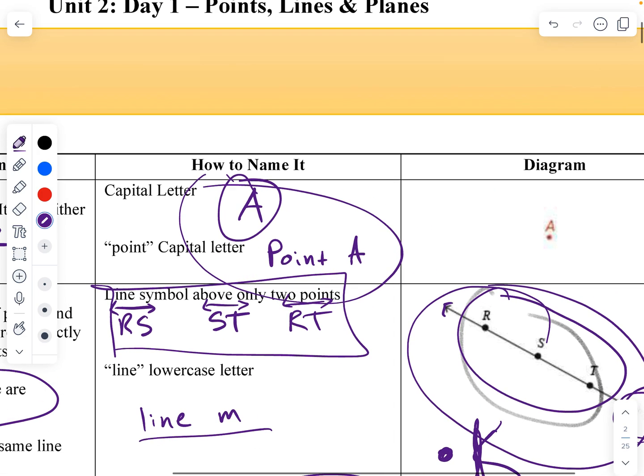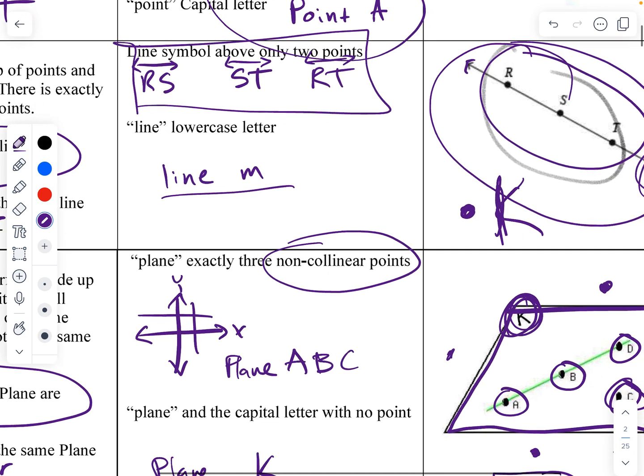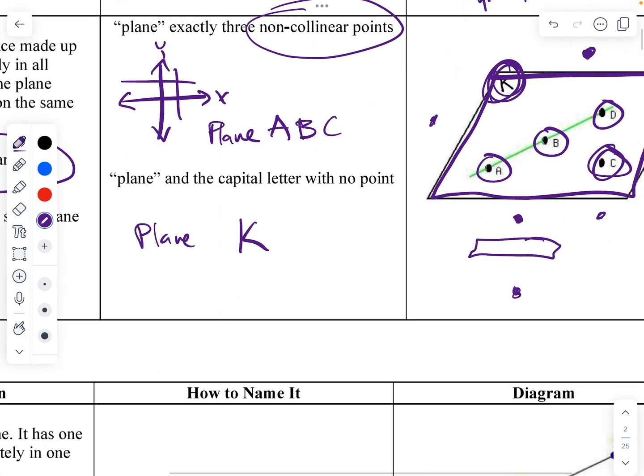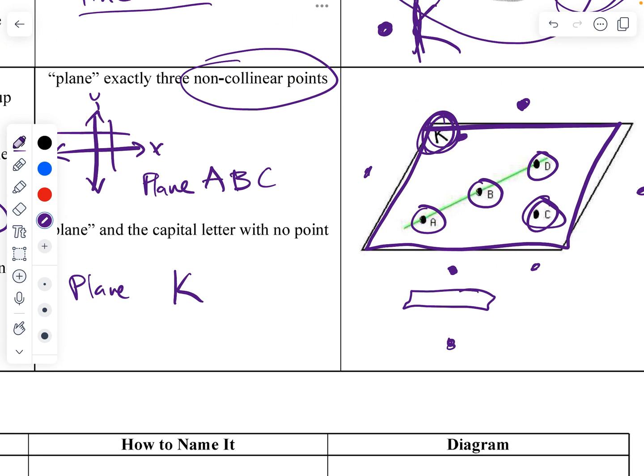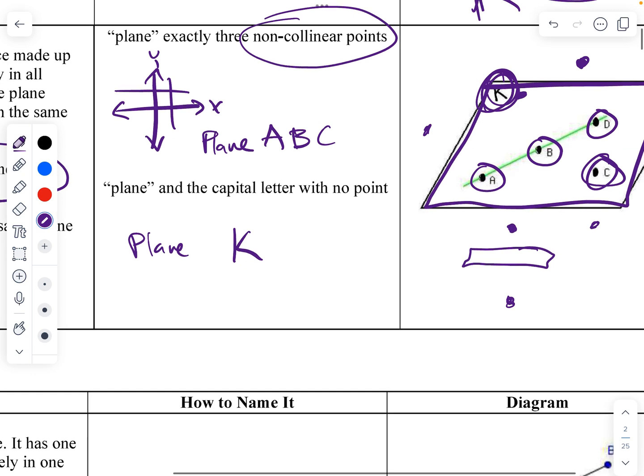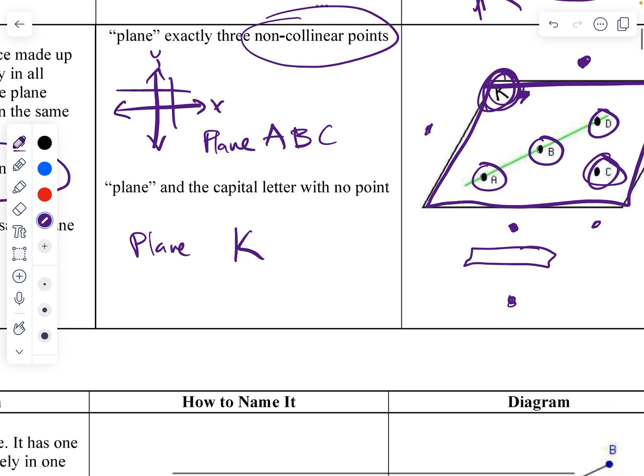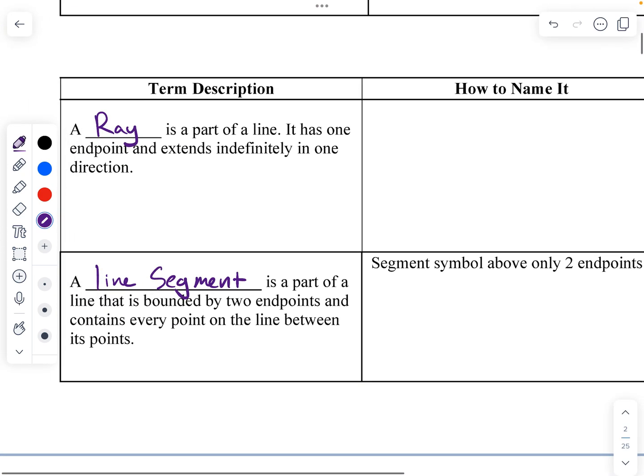Now, up top I said capital letters are points, right? But we're not going to assume that that's a point, mostly because there's not a point next to it. If there was a point next to it, you would know it's a point. But it's not. It's just a way to name that plane quickly.